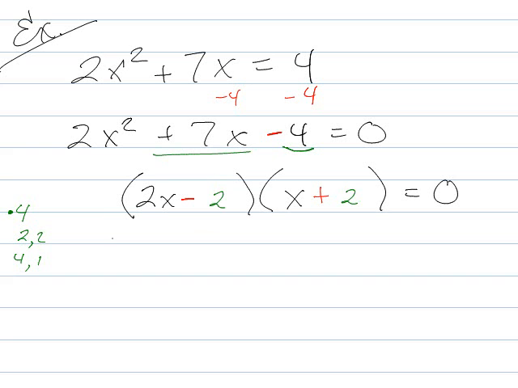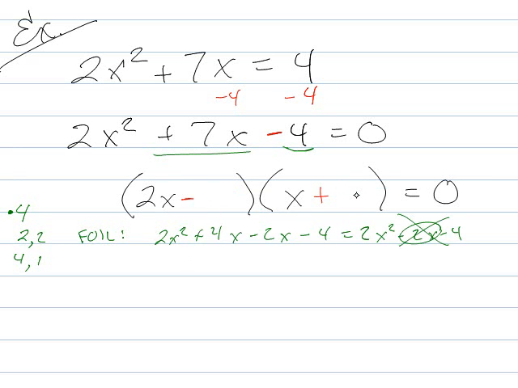So if we did this, our FOIL would be 2x squared (outer) plus 4x (inner) minus 2x (last) plus 4. And that's going to be 2x squared minus 2x minus 4. And that's not right because that term's not right. So that's not going to work.